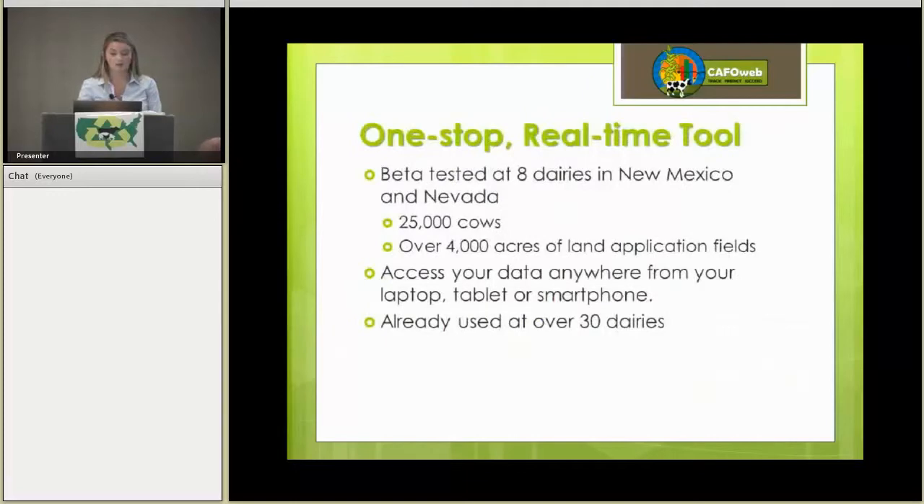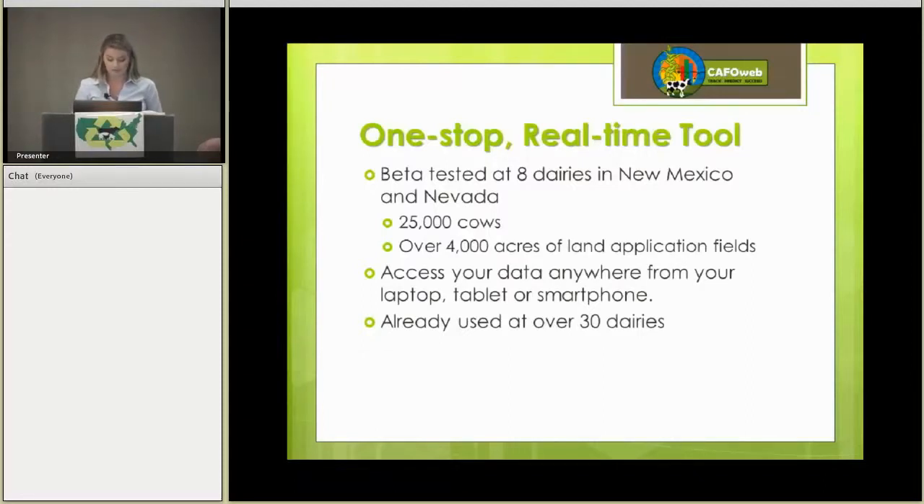CAFOweb is that one-stop real-time tool. We beta tested in New Mexico and Nevada at over 8 dairies with over 25,000 cows and over 4,000 acres of land application fields. With CAFOweb, you can access your data anywhere you have an internet connection, so from your laptop, tablet, or smartphone, which gives you the ability to be in your field with your smartphone entering your meter readings.